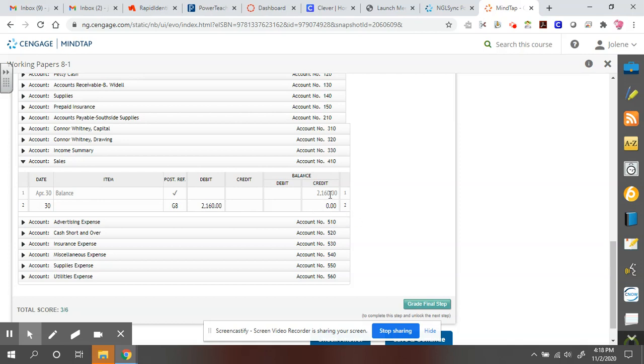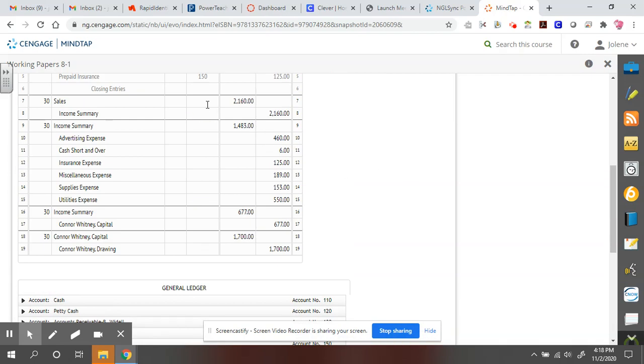And this is what we mean by closing it out. You've now closed it out to 0. Okay, so we've closed out the sales account to 0. Next month we can start all over again. But with this posting, we have to take this account number, 410, and we have to post it up here. And this shows that we actually posted it to the ledger.